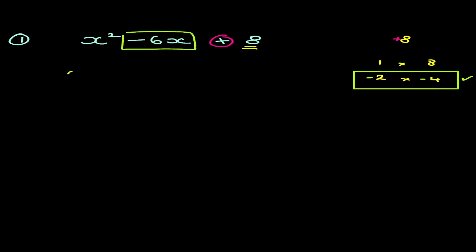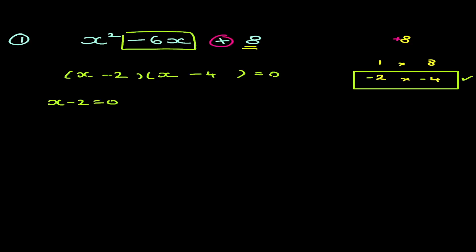Then all you need to do is write out your brackets, x in both of these, and then write out your two factors. x take 2, x take 4, and that equals 0. Boom, that's the first one done. Well done.